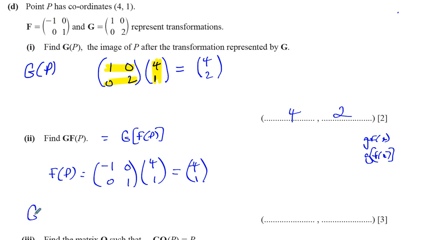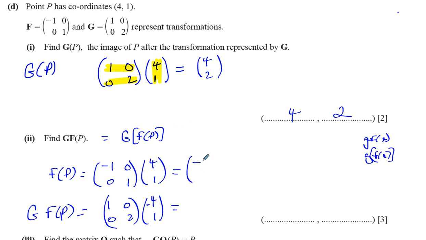Then you've got to find what G of FP is. So you've got to take your matrix G, which is 1, 0, 0, 2, and multiply it by the new coordinates, negative 4, 1. Let me write that clearly so you don't make copying errors like that. Always write clearly. That was negative 4 and 1. So 1 times minus 4 plus 0 times 1, which is negative 4, and 0 times negative 4, which is 0, plus 2 times 1, which is 2. This tells you the coordinates of the image after it's been transformed by matrix F and then by matrix G. So you end up with the coordinates minus 4 and 2.